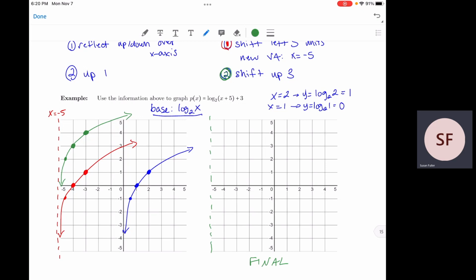That's my new vertical asymptote at x equals negative 5. And I will put my points in. I've got negative 3, 4, negative 4, 3. And then I just kind of popped in this last one just to have another point to help me out. But we don't necessarily need that. And that is my final transformed log graph.